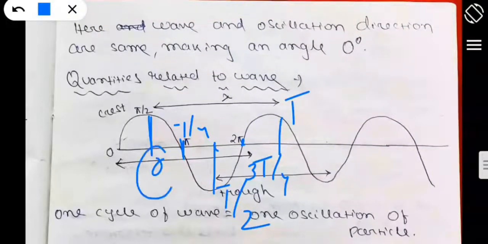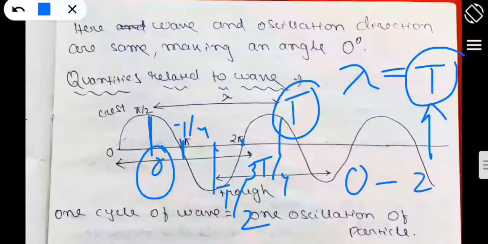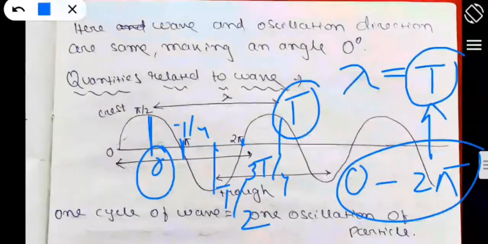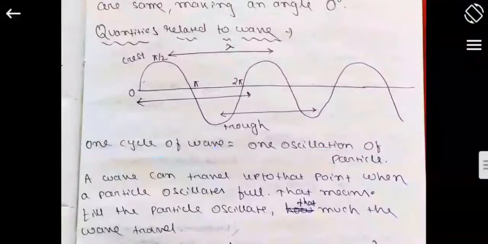So what is the full cycle of the wave, or the full wavelength lambda? The full wavelength lambda will be completed in time capital T. And capital T is the time from which phase to which phase? 0 to 2 pi. We have already studied this in oscillation. So lambda will be completed in the time capital T, that is, at 0 to 2 pi. That's why one cycle of wave is equal to one oscillation of the particle. Here it is written clearly.